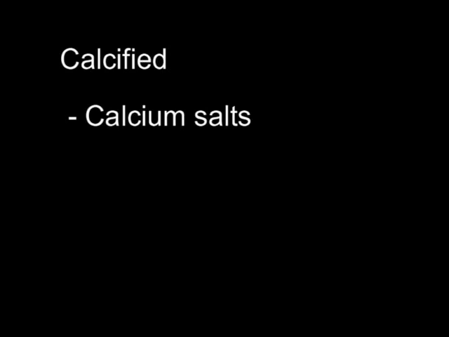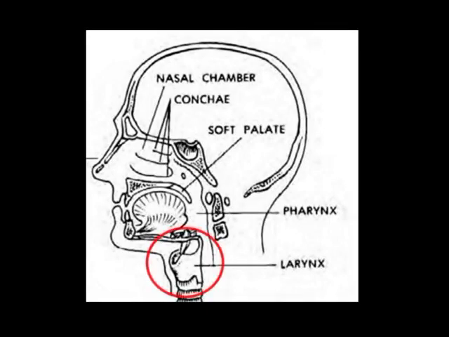Calcified cartilage connective tissue is cartilage that has been stiffened by the addition of calcium salts. This is not the same as bone tissue. An example is the cartilages of the larynx or the voice box, which has become calcified with age.